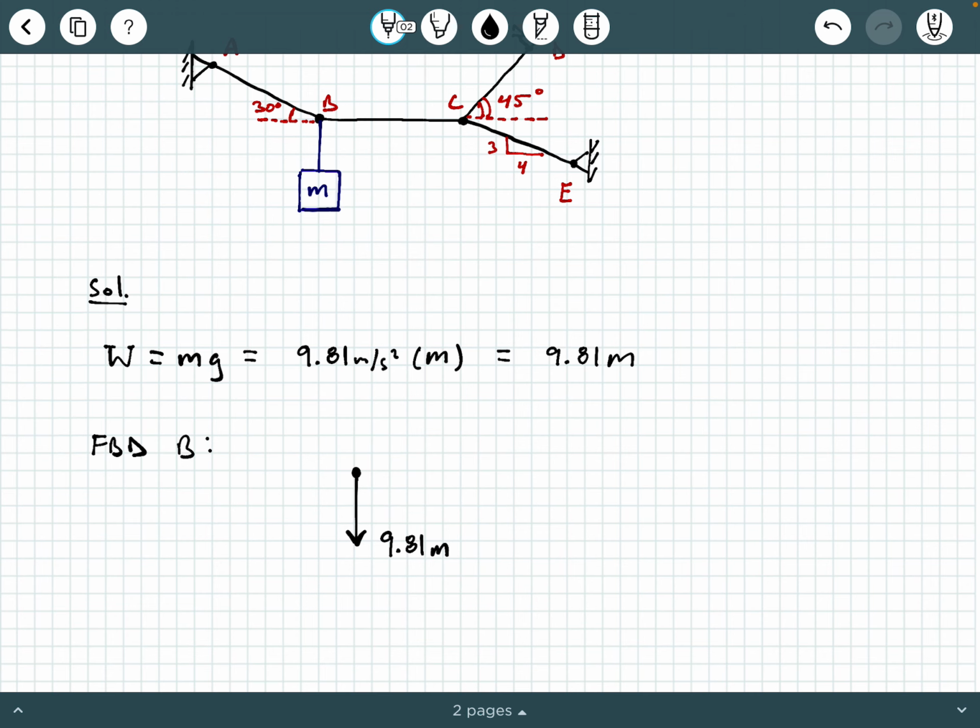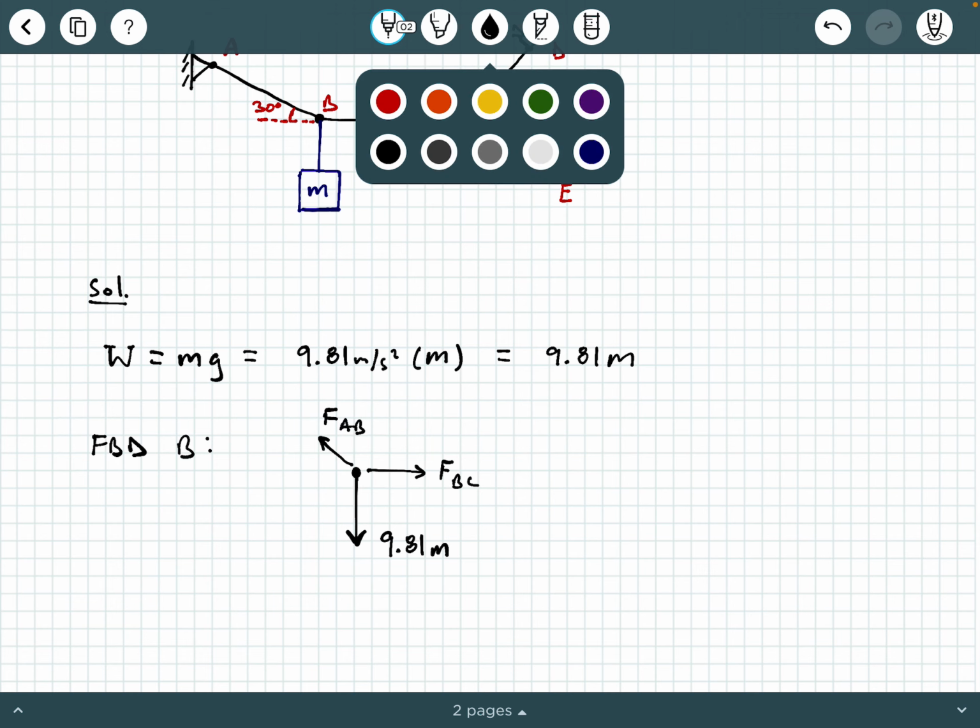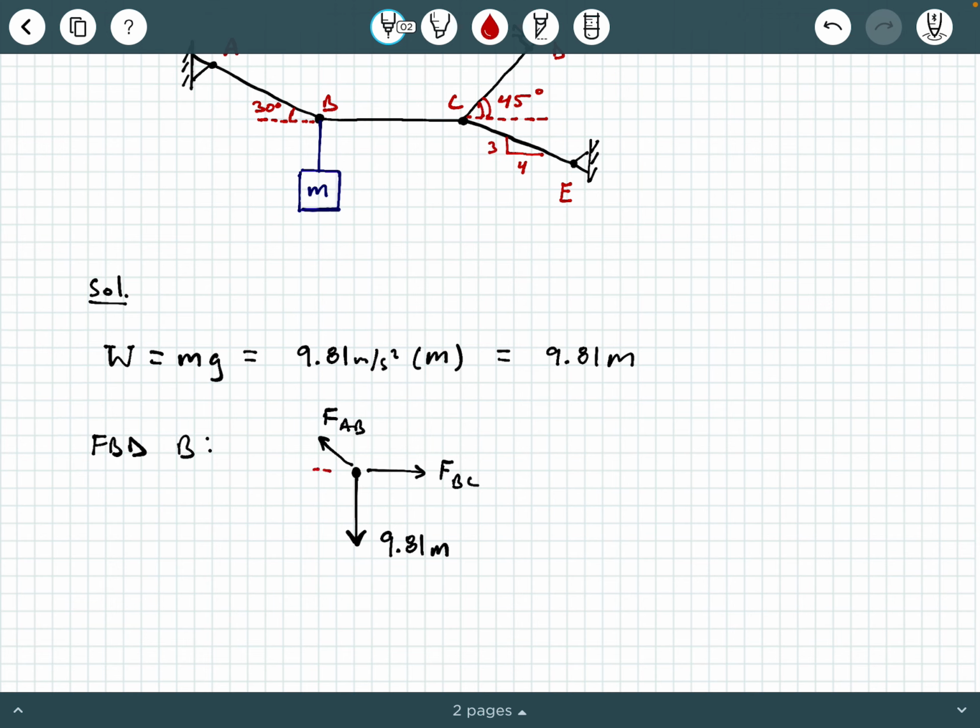Now, what's coming off of this particle B? Well, I've got an unknown force here. I'm going to call that FBC. I have another unknown force coming off, pointing to the upper left. That's going to be FAB, and our free body diagram needs to show appropriate angles, so that's at a 30-degree angle.